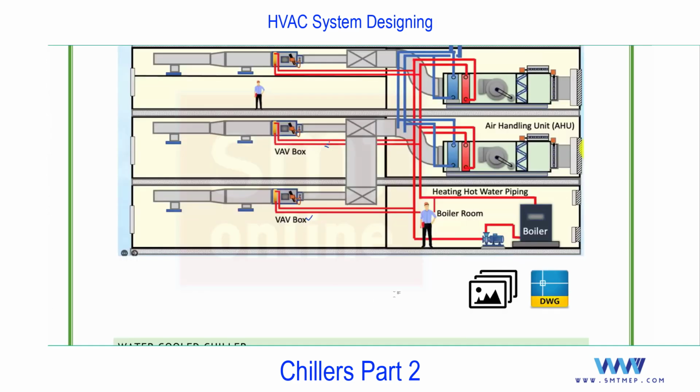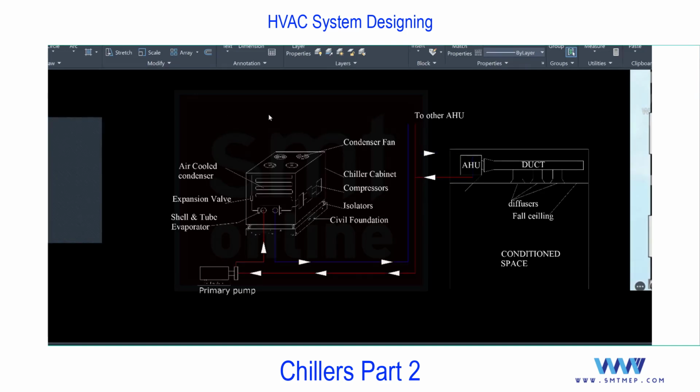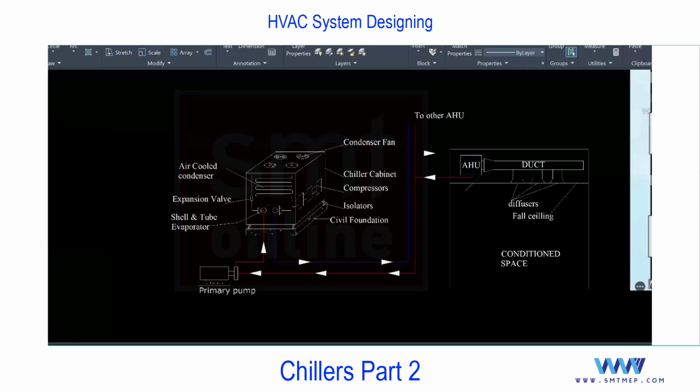So let me open one drawing on screen to understand this cycle. You see, in a chiller you'll find 2 cycles. At this level, I'm talking about an air-cooled chiller. In an air-cooled chiller, you'll find 2 cycles. One is a primary cycle and the second is a secondary cycle.